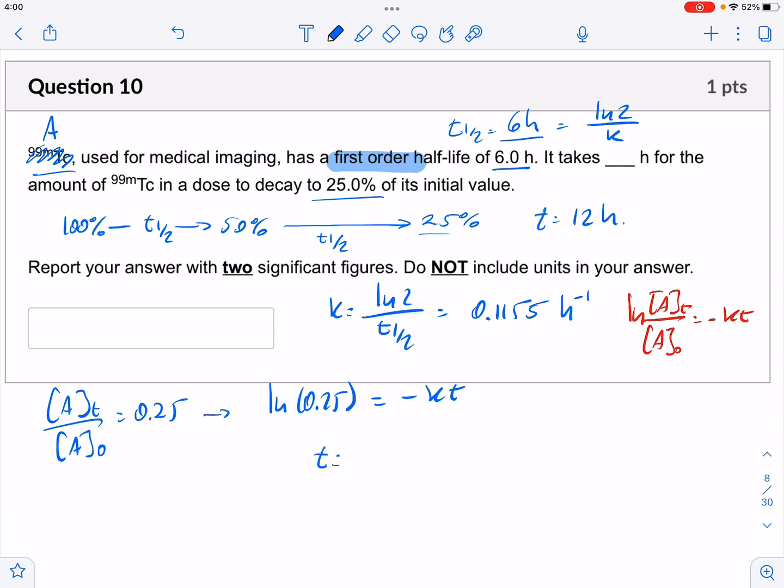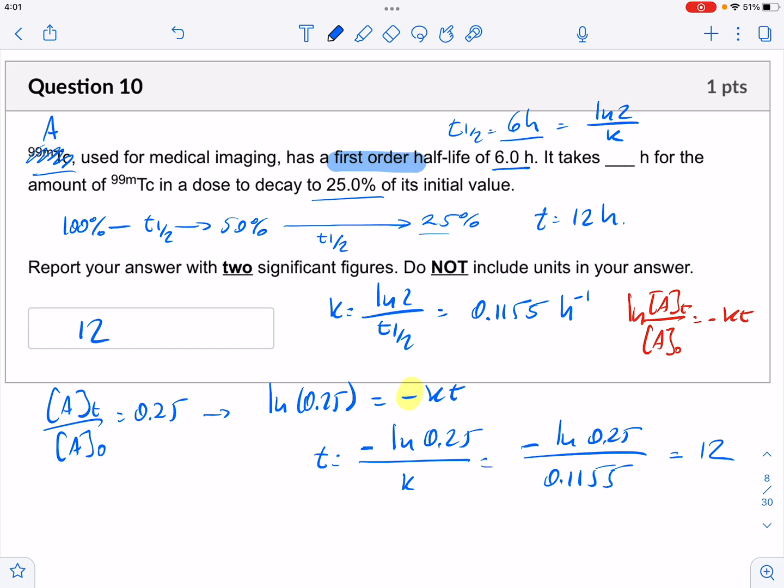Therefore, time here will be equal to minus the logarithm of 0.25, the minus comes because of this minus there, divided by k, which is 0.115. So the logarithm of 0.25 divided by that, well, no surprise, is equal to 12.